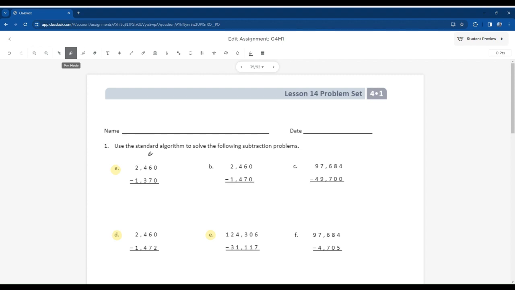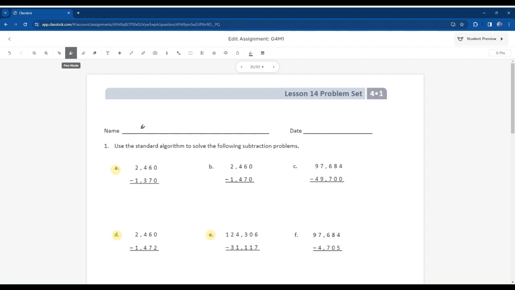So what that means is in the last video, lesson 13, we were only regrouping one time. For these problems here, we may need to regroup one time, we may need to regroup 2 times, we may need to regroup up to 3 times. So let's go ahead and dive in with some of these rote problems. Number 1 says use the standard algorithm to solve the following subtraction problems.